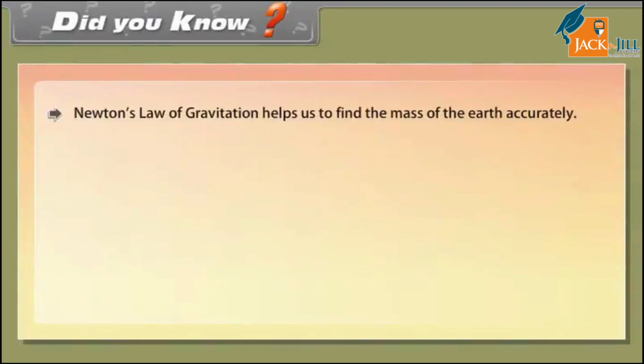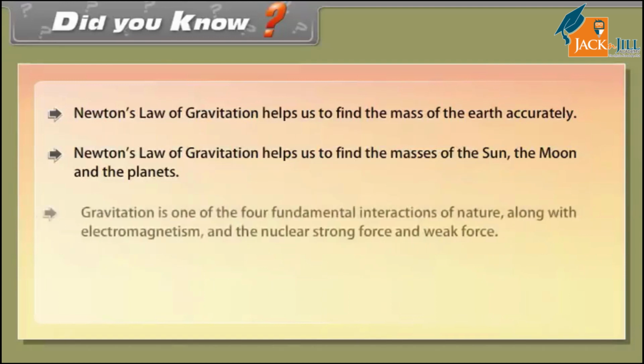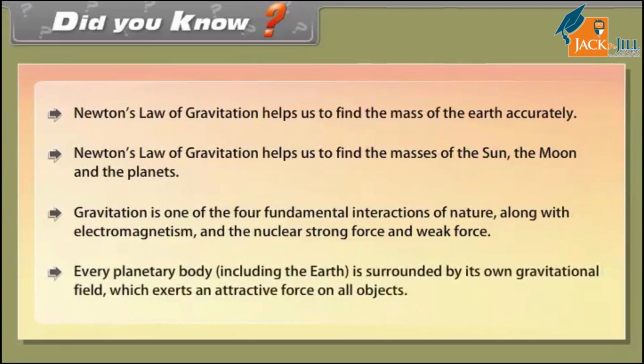Did you know? Newton's law of gravitation helps us to find the mass of the Earth accurately. Newton's law of gravitation helps us to find the masses of the Sun, the Moon, and the planets. Gravitation is one of the four fundamental interactions of nature, along with electromagnetism and the nuclear strong force and weak force. Every planetary body, including the Earth, is surrounded by its own gravitational field, which exerts an attractive force on all objects.